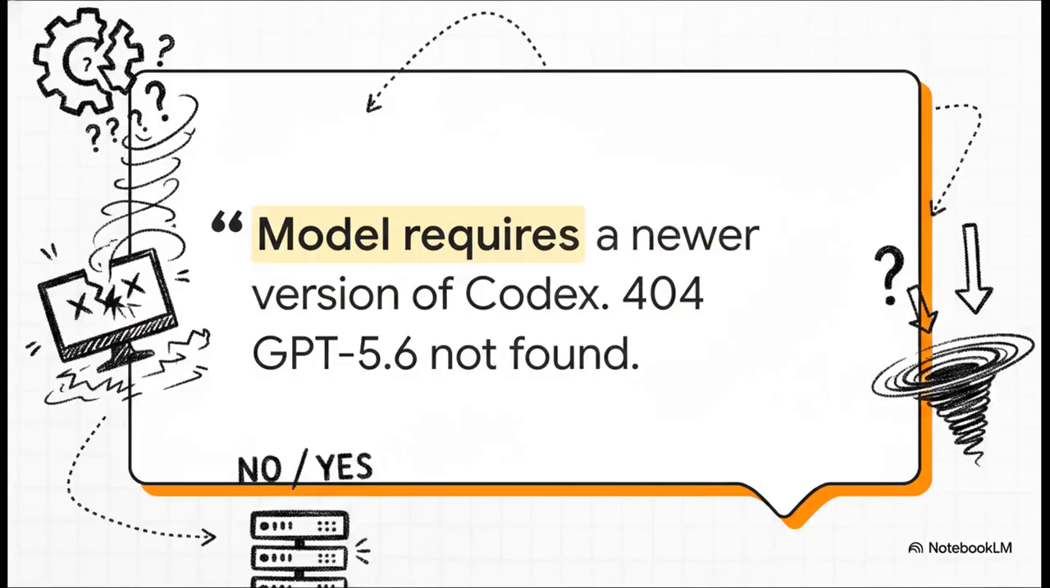And it doesn't just crash, it spits out a completely contradictory error message. The terminal basically says, model requires a newer version of Codex, and then immediately follows it up with 404 GPT 5.6 model not found. Think about how baffling that is for a second. The system is simultaneously telling the user, hey, you need an update, while also saying, oh, and the thing you're looking for, it simply doesn't exist.